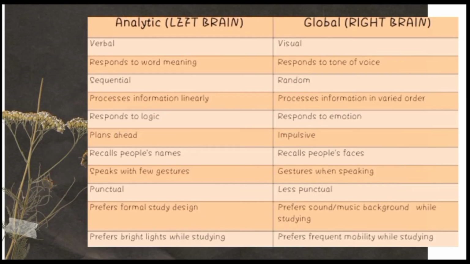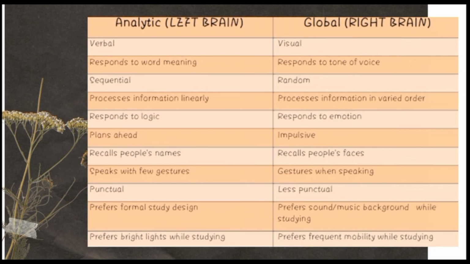So here is a table which shows the difference between analytic and global thinkers. Under the analytic thinkers, they are verbal, respond to word meaning, sequential, process information linearly, respond to logic, plan ahead, recall people's names, speak with few gestures, punctual, prefer formal study design, and lastly, prefer bright lights while studying.